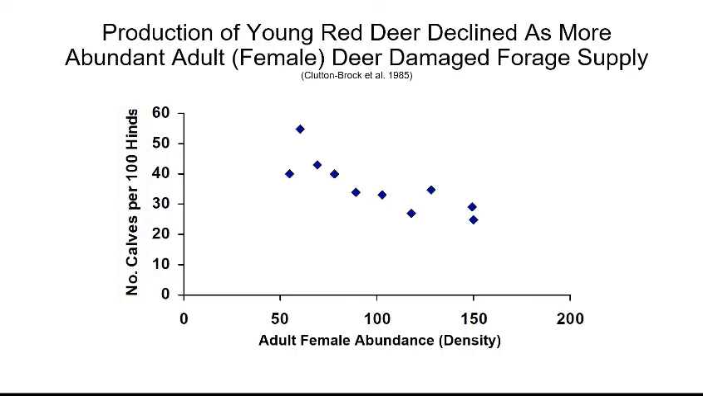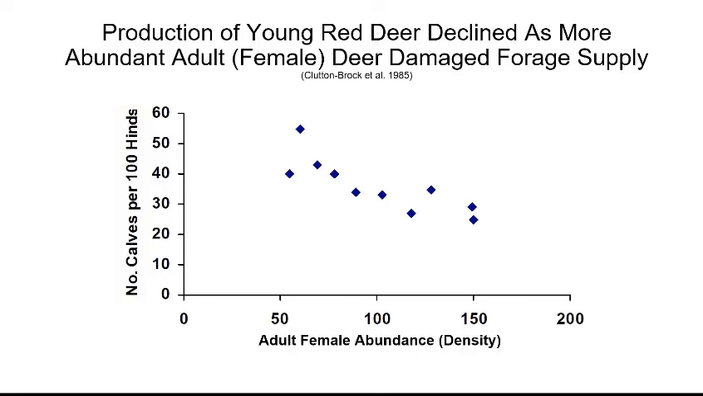As the population of adult females increased over time, each of those blue diamonds represents a year, and the calving rate per 100 hinds in a particular year. So when there were only around 50 adult females in the population, they were producing 40 to 55 calves per 100 hinds. When the population increased to 100, the calving rate was down around 30 calves per 100 hinds.